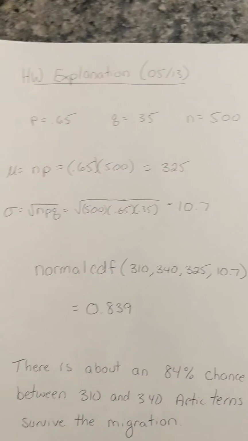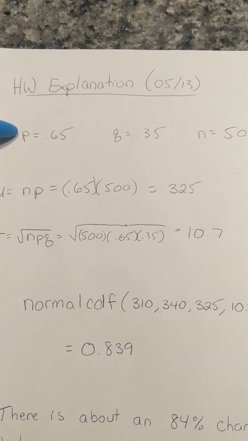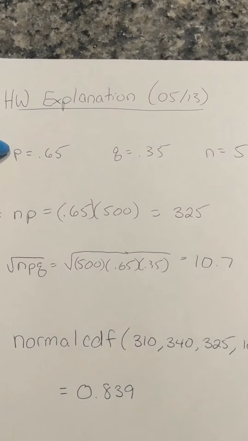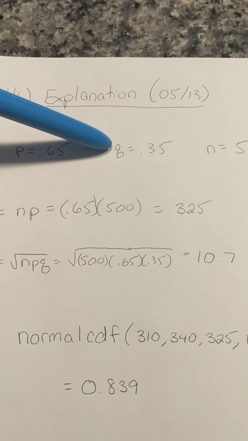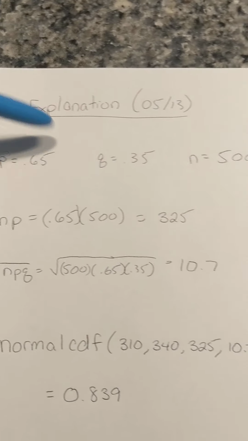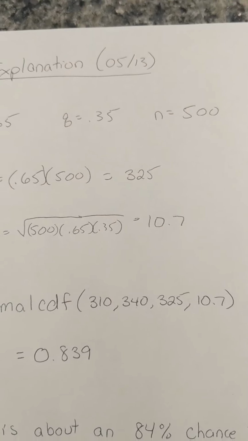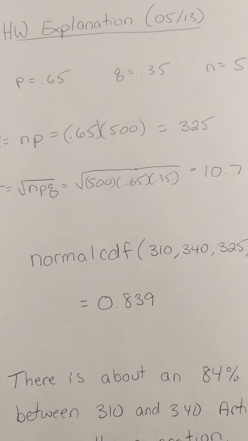Probability of success was 65%. Again, we're talking about Arctic terns surviving migration. So they know about 65% of the Arctic terns will survive. Therefore, we know that 35% will not. And there's 500 Arctic terns that we are keeping track of. So in order to do the normal distribution, we needed a mean and a standard deviation.